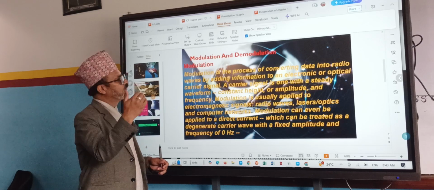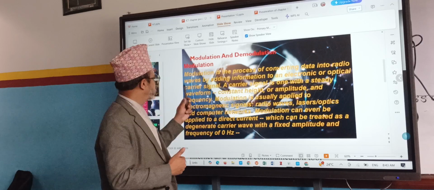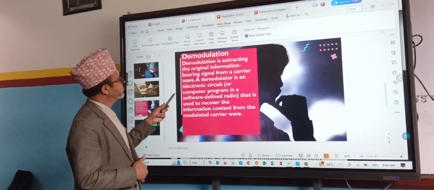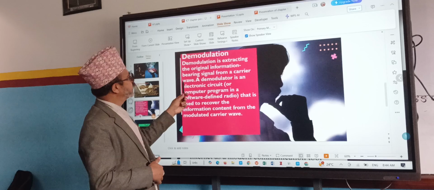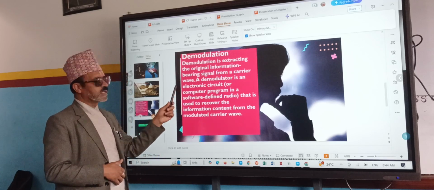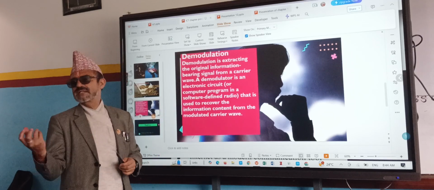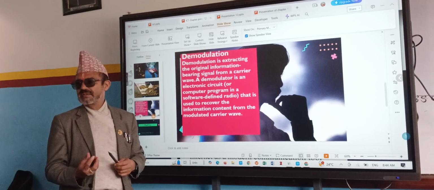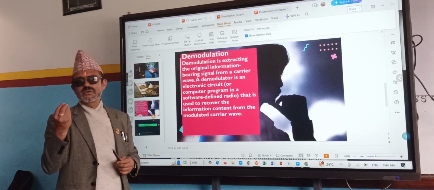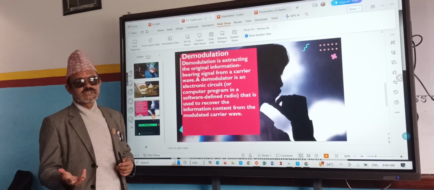Modulation is the act of converting data into radio waves. And what is demodulation? Extracting the original information-bearing signal from a carrier wave. We have to extract and get it. In which form is it there? Whether sound or video or text, anything.